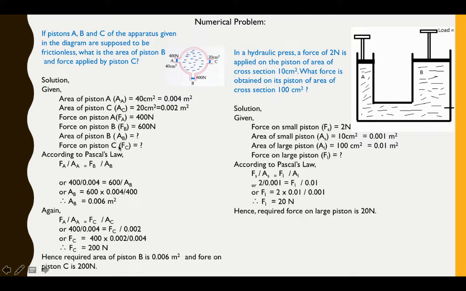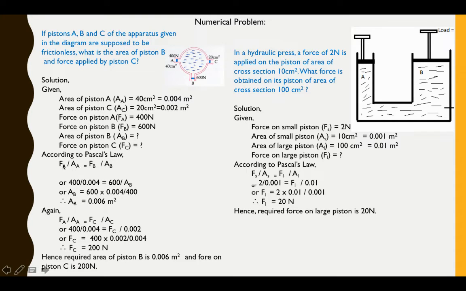So right now we are going to solve for piston B. That's why we compare piston A and piston B. That means the pressure in piston A is equal to the pressure in piston B. Pressure in piston A means force on piston A by area of piston A, because the formula for pressure is force by area, equal to the pressure in piston B, which means force on piston B by area of piston B.